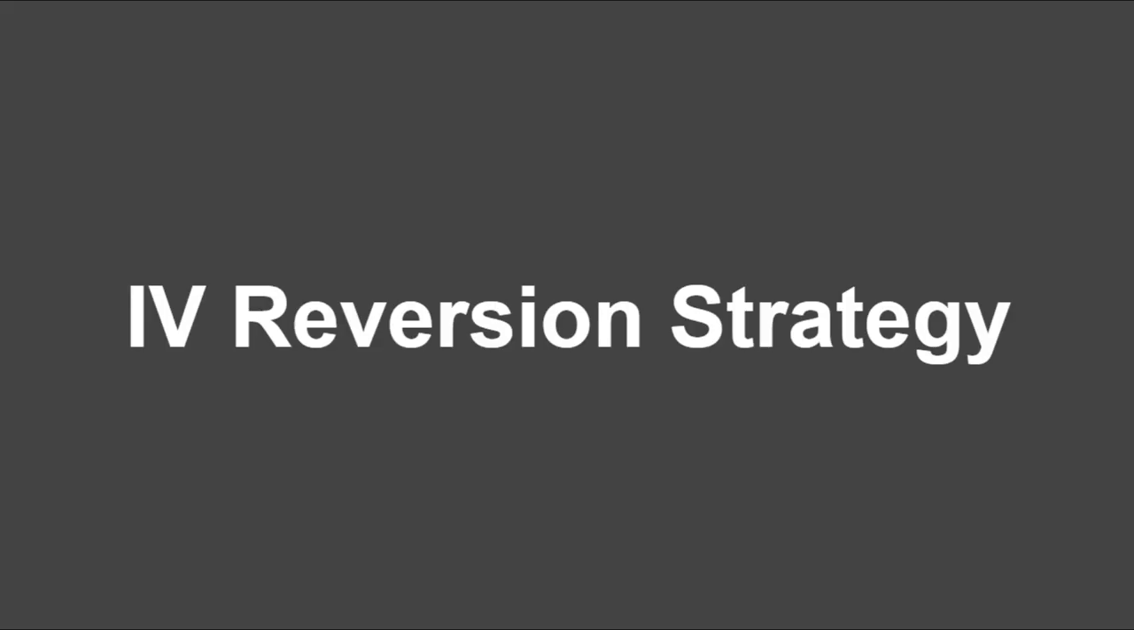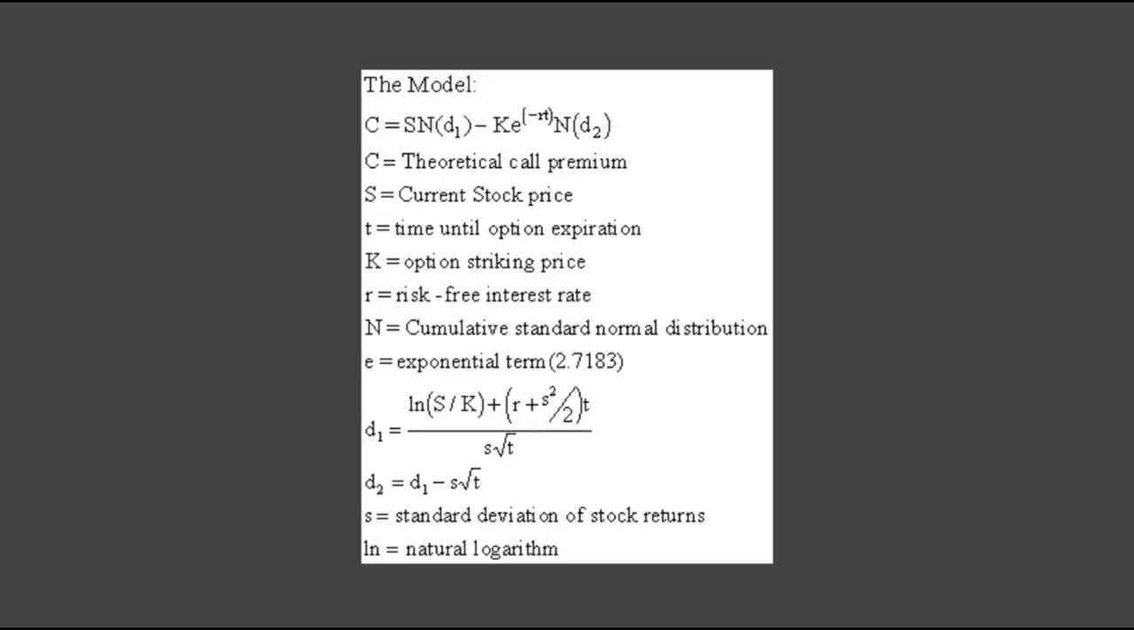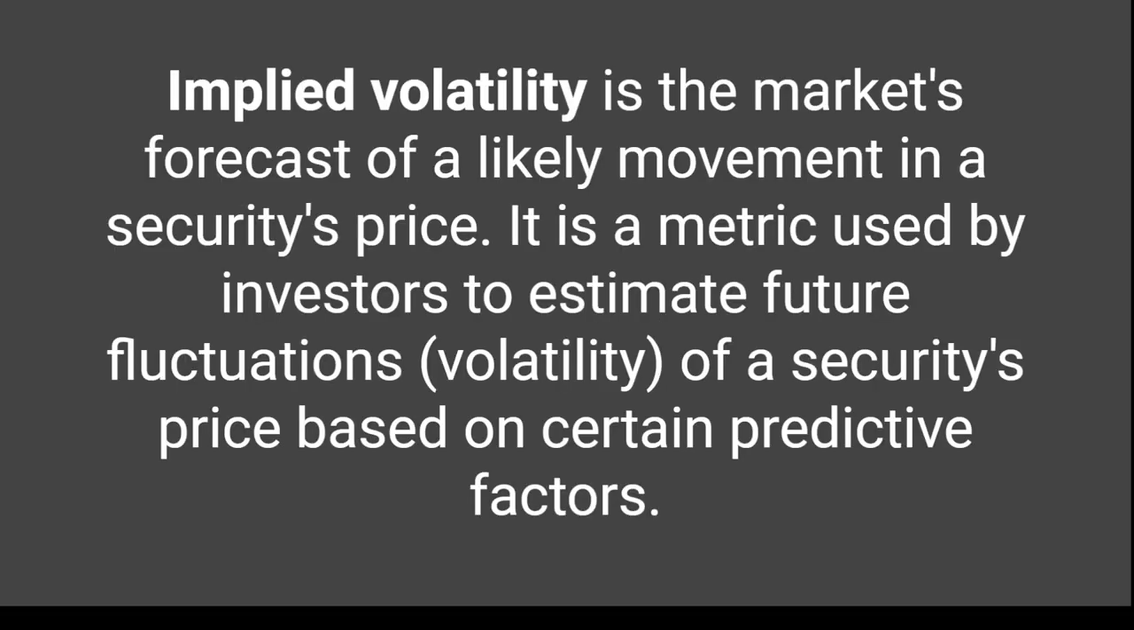Let's talk about the IV reversion strategy. So the theoretical options pricing formula is pretty complex, and the good news is that you don't need to learn it for this, but the big takeaway is that implied volatility in a stock plays a big part in the price of the options. Implied volatility is the market's forecast of a likely movement in a security's price. It's a metric used by investors to estimate future fluctuations of a security's price based on certain predictive factors.